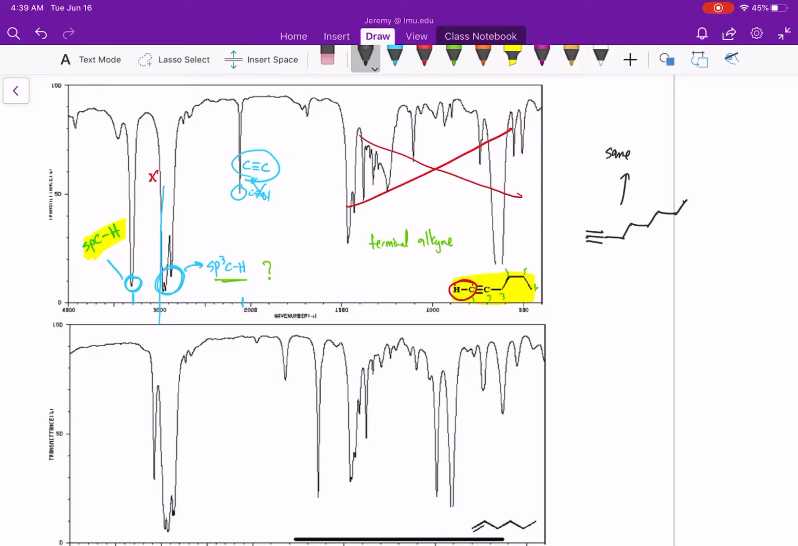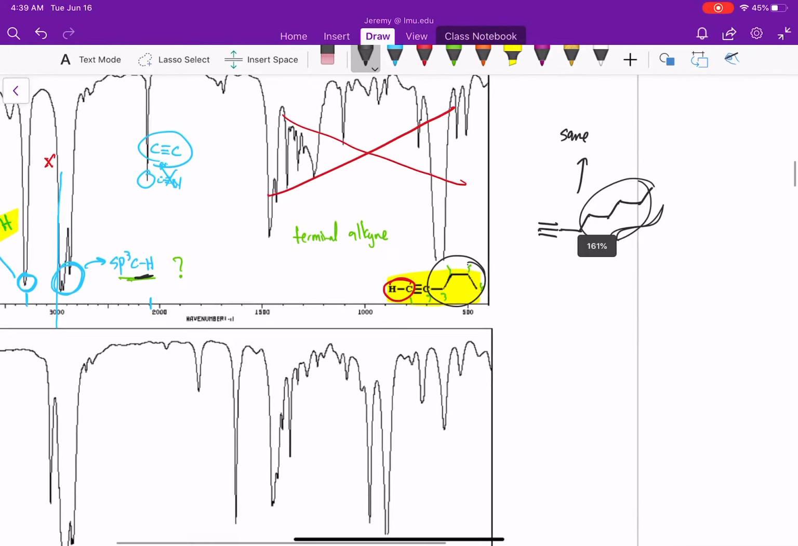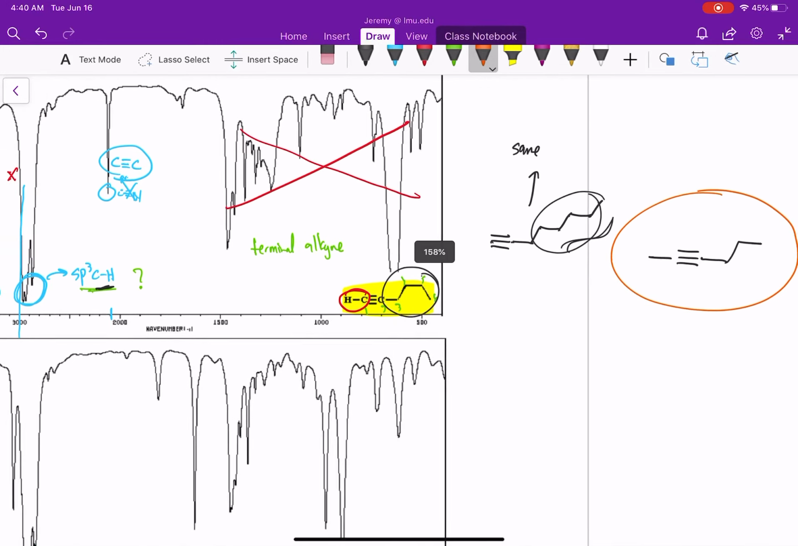Our peaks don't tell us how many of the functional groups we have, how many atoms. It doesn't tell us how many carbon-hydrogen bonds we have, right? So if I extend this chain longer, I've already got C-H bonds here and here. I can't tell the difference there, all right? But what if we had this structure here? What if instead of having 1-hexyne, we had 2-hexyne? 1, 2, 3, 4, 5, 6. So what if we had this structure? How would this IR spectrum change?